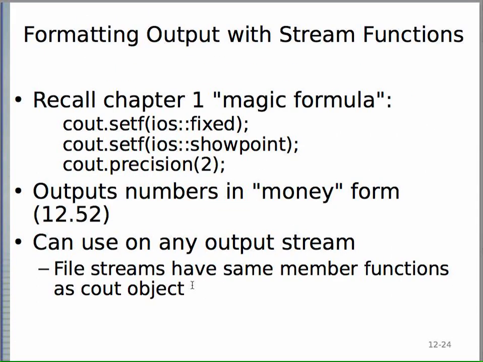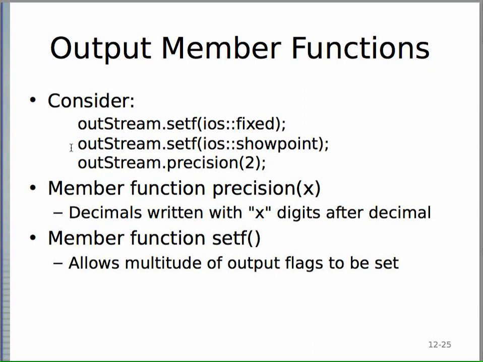Okay, so there's a whole bunch of things like fixed point, show the decimal point, the number of digits of precision. If you want to print in currency form, that is dollars and cents, you just want two digits after the decimal point. All of those things, just like we did with Cout, you can do the same thing with any IF stream or OF stream object.